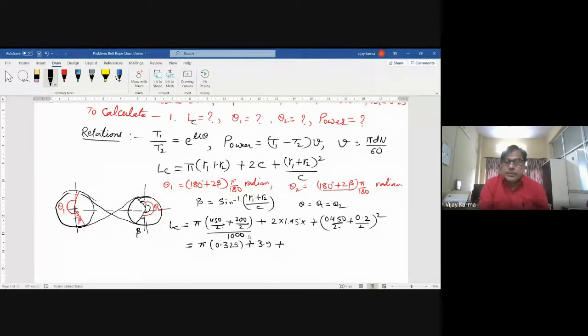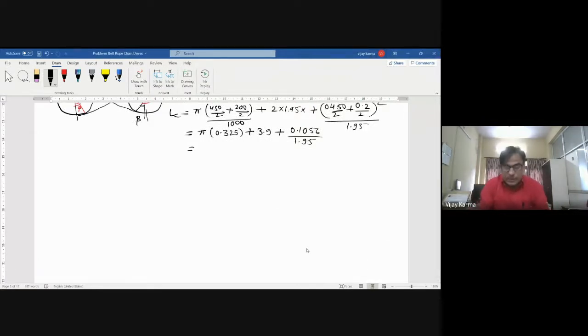Sorry, here C will also come, 1.95. So the term above is the square of 0.325, which comes to 0.1056, divided by 1.95. This value is coming out as 0.05416, plus 3.9, plus the pi term.